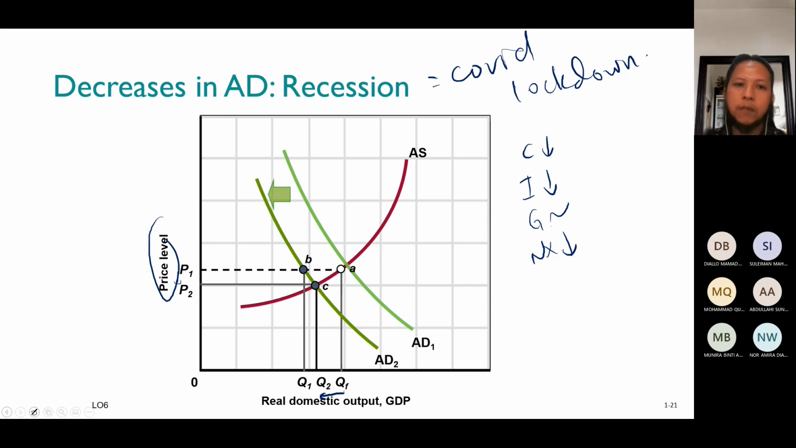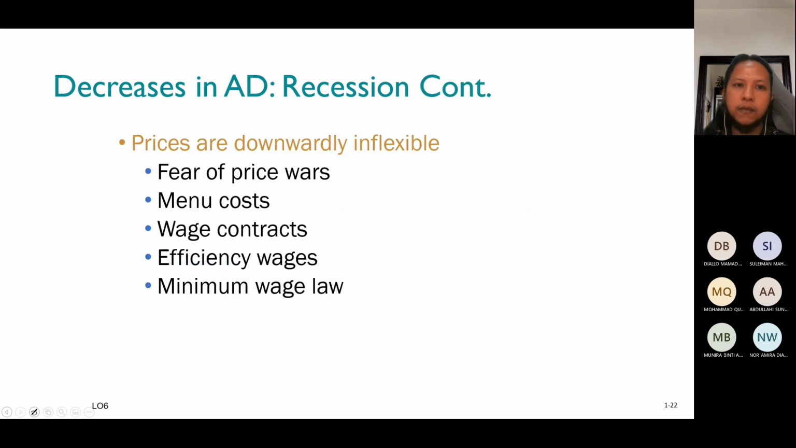Okay, meaning to say that price level is very hard to reduce, but it's very easy to increase. Price levels are usually very easy to increase, but when it comes to going down, they are very inflexible. So this is related to price stickiness. There are various factors why prices are downwardly inflexible.